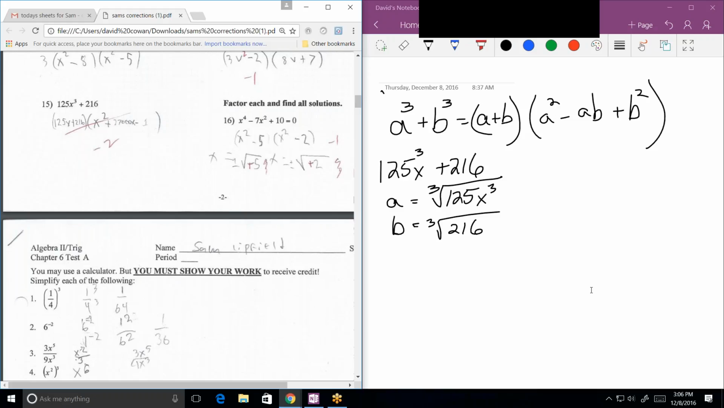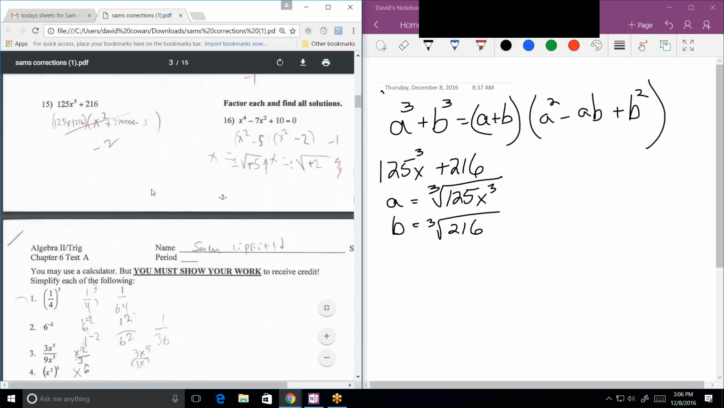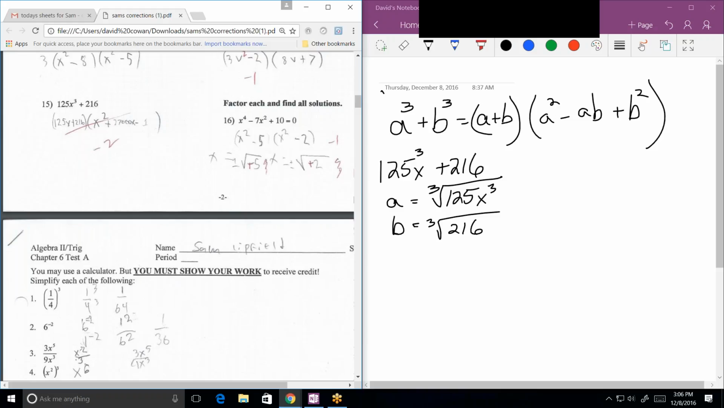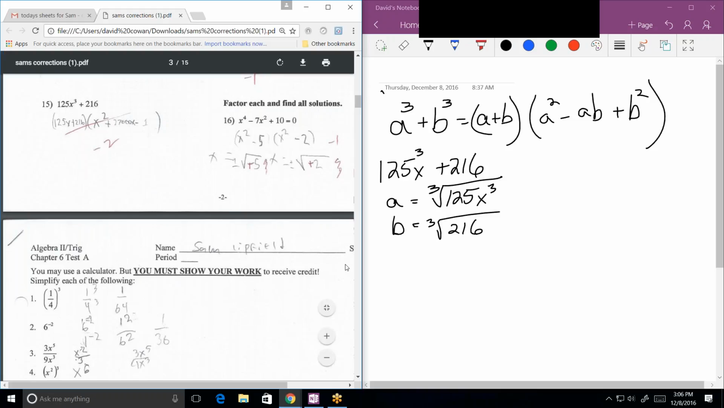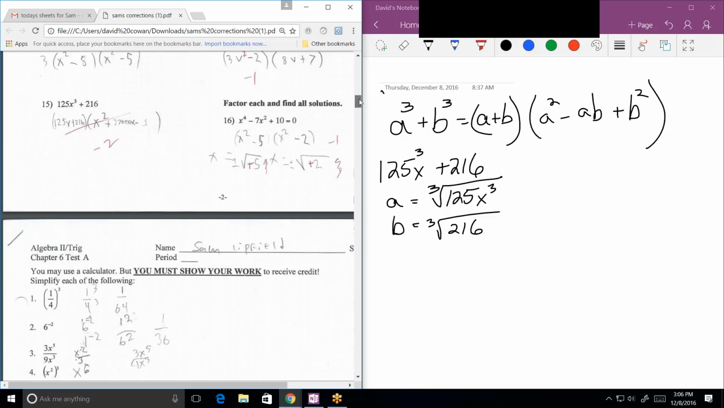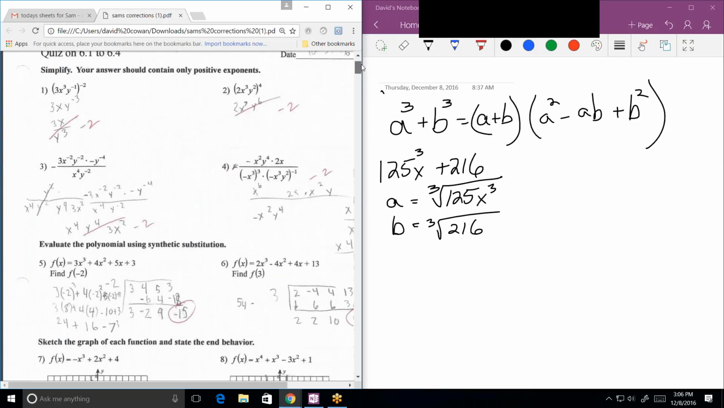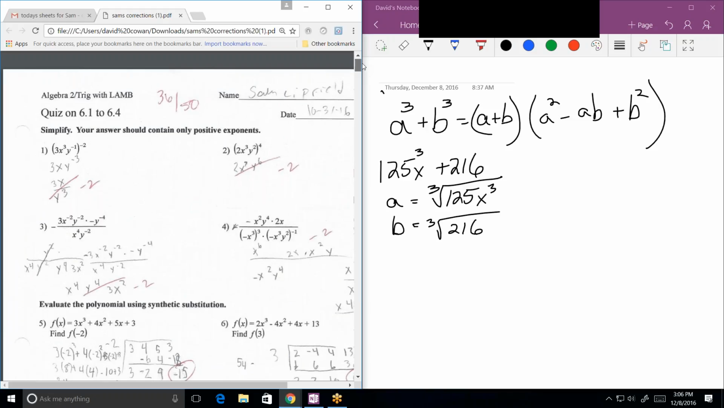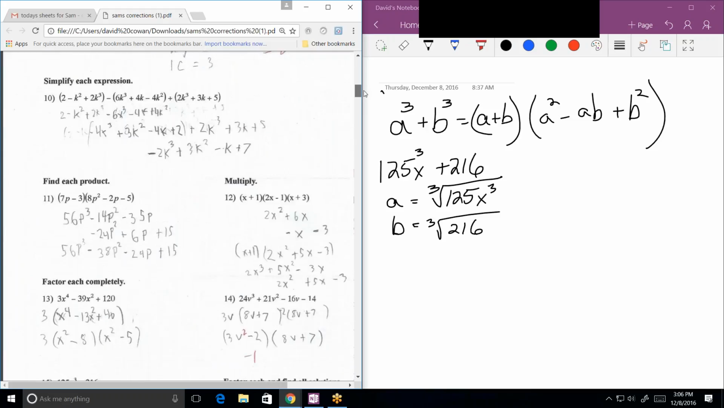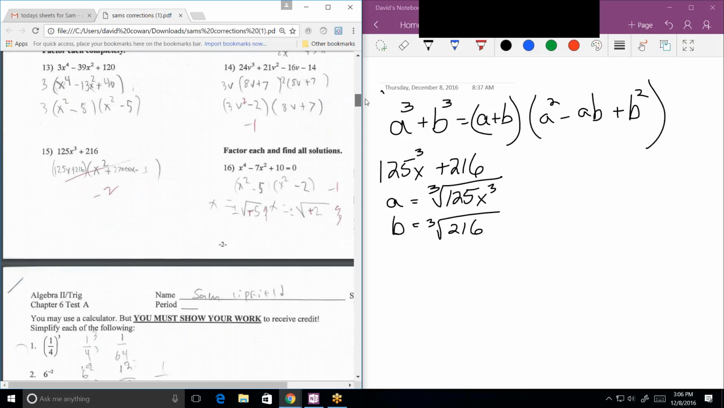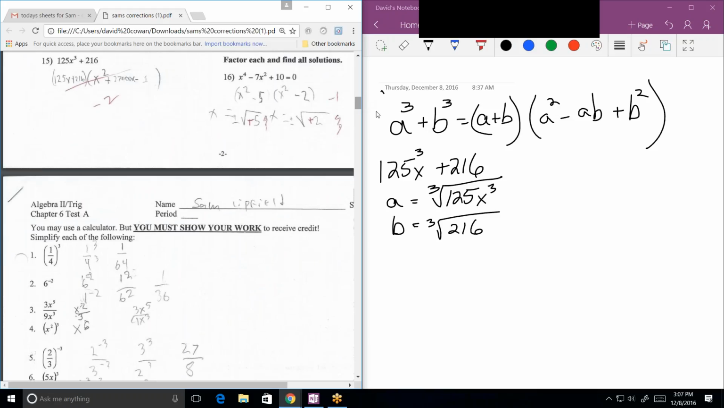Which worksheet were we on? The one you're looking at on my page, 15? Well, I know, but which worksheet was it? I don't know. They're all in a row for me. Just go to the top real quickly. 6-1 to 6-4. Okay, let's find that. Just want to make a few statements about 15 and 16.